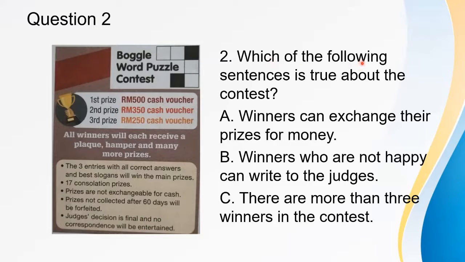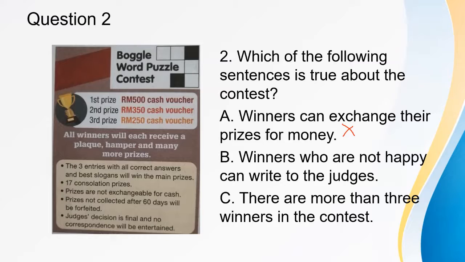Which of the following sentences here is true about the context? So we look at the 3 options here. We look at A. Winners can exchange their prizes for money. No. Here it is already mentioned that prizes are not exchangeable for cash. So statement A is wrong. It is better for you to put a cross here, so that you yourself later on won't select A as your answer.